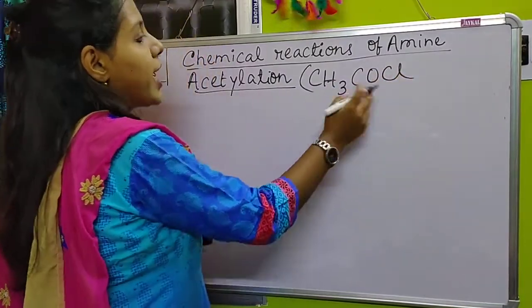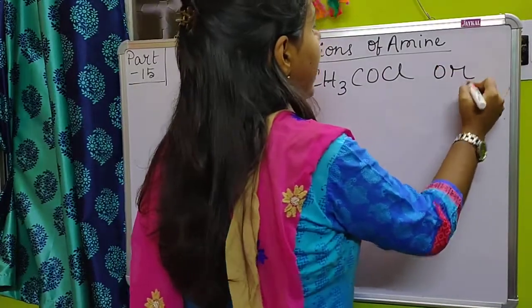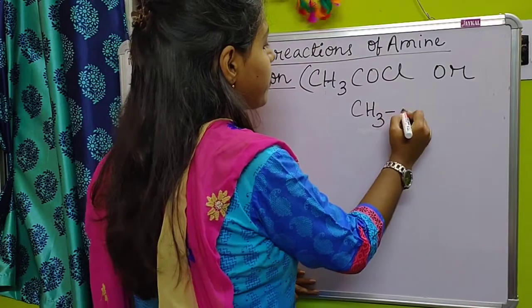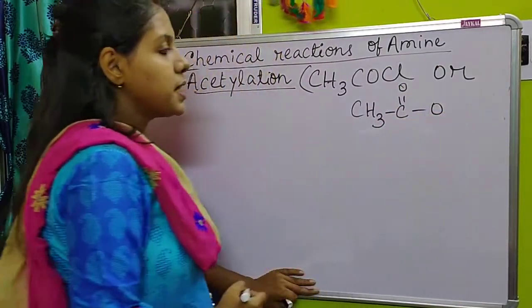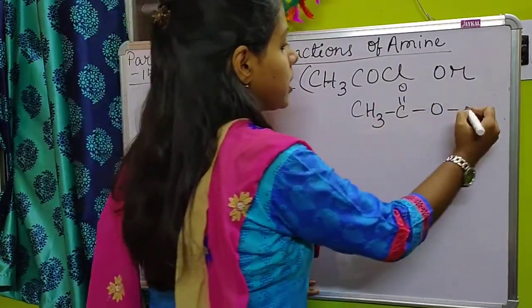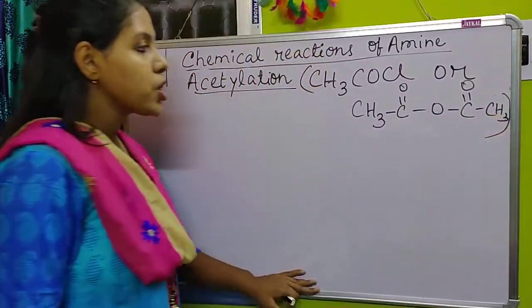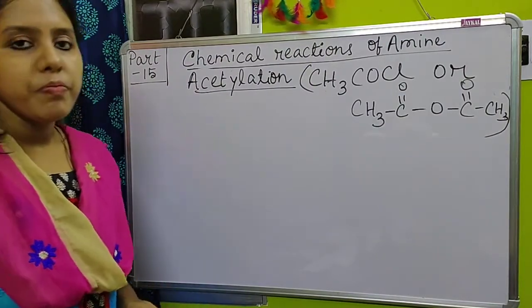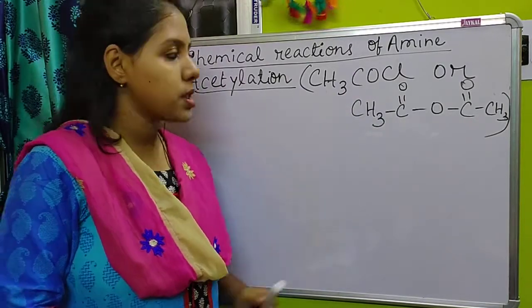If you want to do this type of reaction, we can add these two reagents. One is acetyl chloride, CH3COCl, or acetic anhydride. Acetic anhydride has the formula CH3C double bond O, in the middle there will be oxygen, and on the other side there will be the same group, that is COCH3. So whenever we want to add an acetyl group to an amine compound, we can add these two compounds.